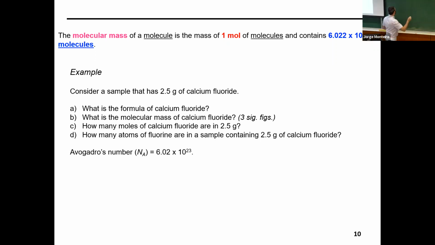Everything starts with the formula of the compound. You have to have the concept clear in your mind: how to get the structure of the compound from the name. Calcium fluoride: calcium 2 plus, fluorine 1 minus, draw the charges. Therefore, the formula for the compound is CaF2.